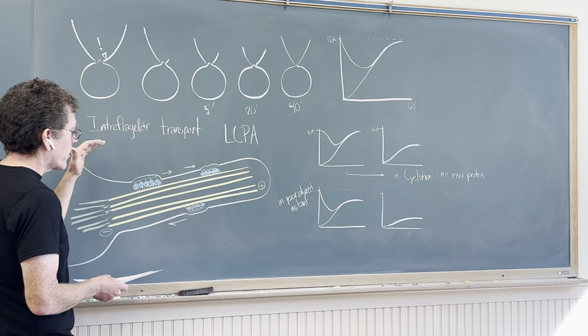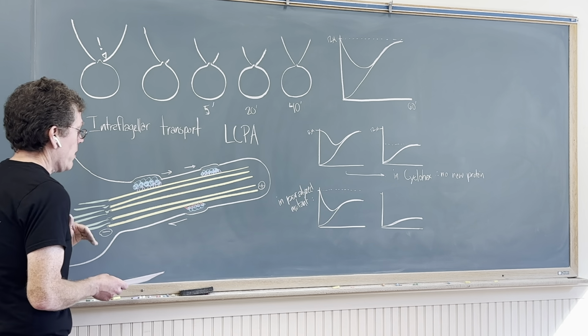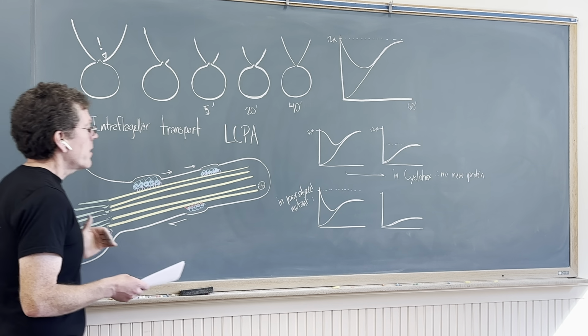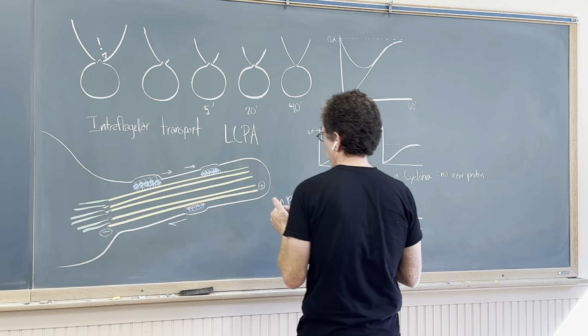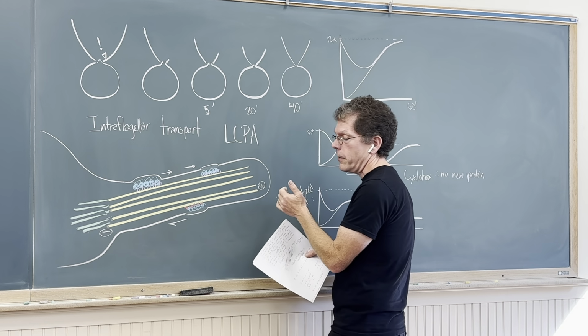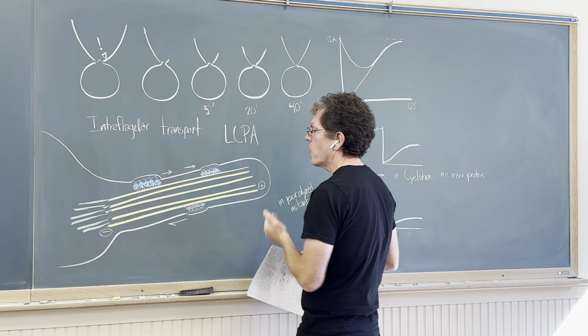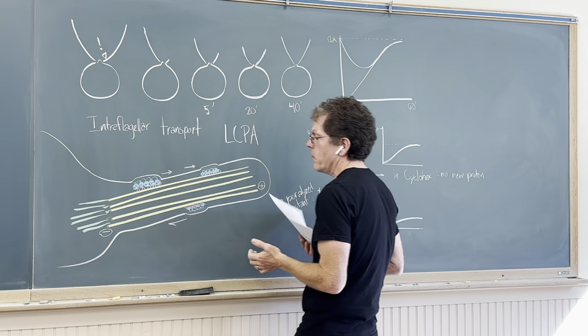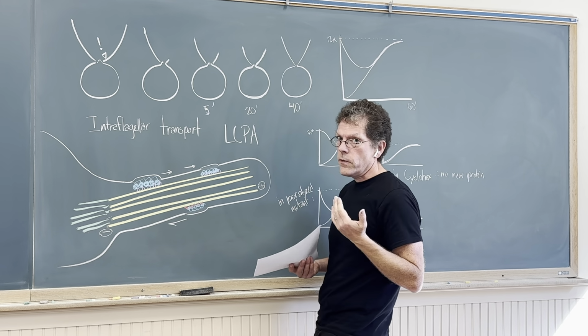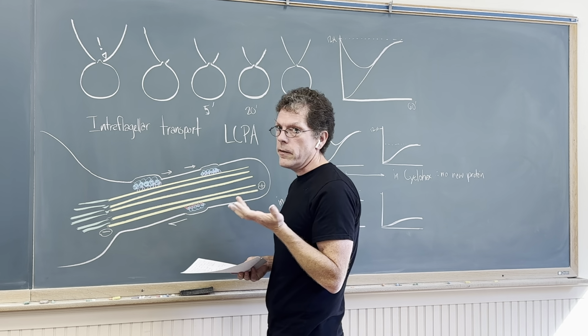This intraflagellar transport mechanism is almost universal. Anywhere that people have looked, that's how the eukaryotic cilium is built, and it is the basis for many of the adaptations of the cilium to make things like the photoreceptors in our eyes, which are really highly modified cilia.